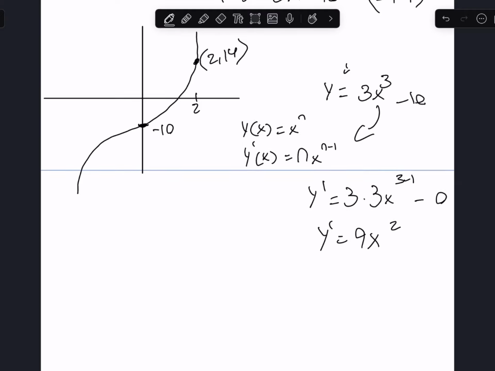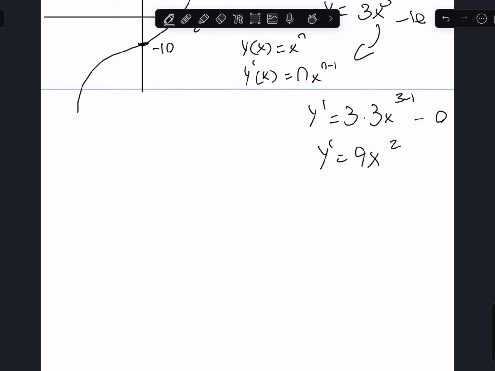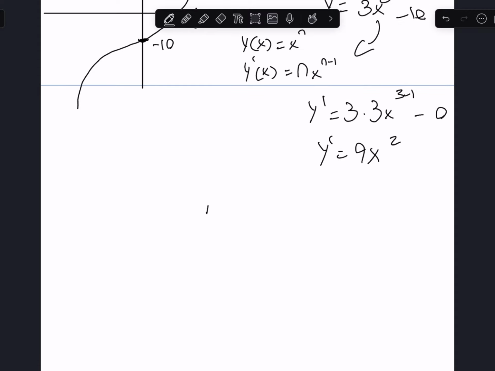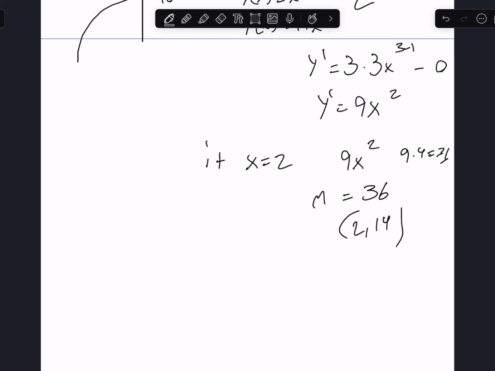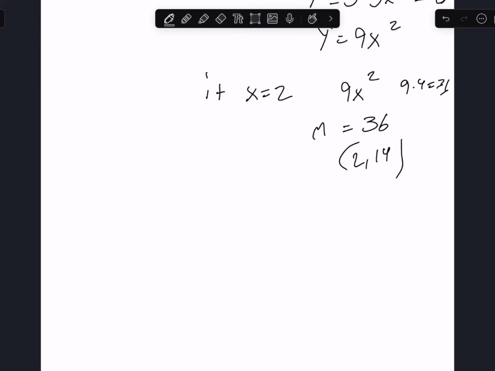Now, all we simply do is grab the original 2 that was given to us from our original point. So if x equals 2, and we input this into 9x squared, we receive the number 36, because 9 times 4 equals 36. And that is our slope. That is the slope at the point 2, 14. Now, we simply put it into our equation formula, which is going to be y equals y1 plus m times x minus x1.